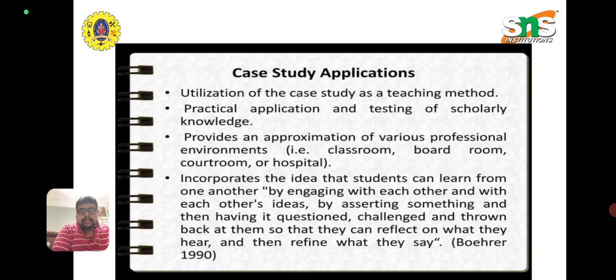Case study application: utilizing the case study teaching method. It is a practical application of testing scholarly knowledge. It provides an approximation of various professional environments, that is classroom, boardroom, courtroom, or hospital. Students can learn from one another by engaging with each other's ideas, by asserting something and then having it questioned, challenged and thrown back at them, so they can reflect on what they hear and then refine what they say. It is said by Bower in 1990.